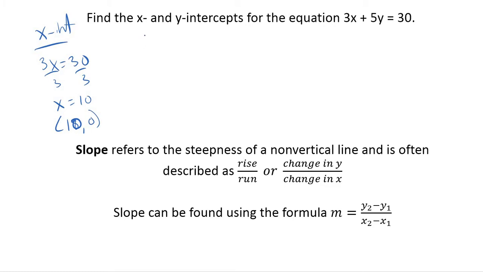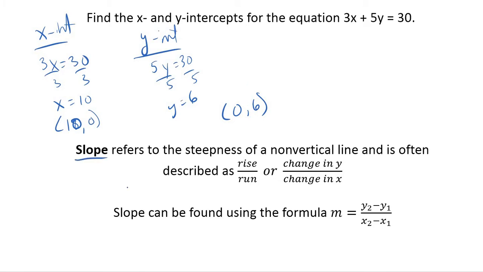Okay? How about your y-intercept? Very similar, except you're going to plug a 0 in for x. So now we get 5y equals 30. Divide that 5 over. y equals 6. So the point 0, 6 on the y-axis, right, is where that graph crosses the y-intercept.